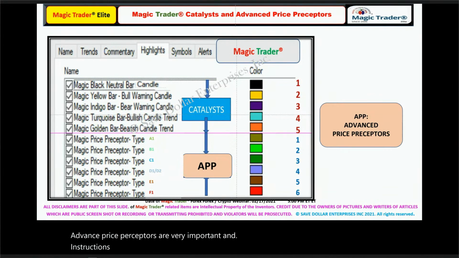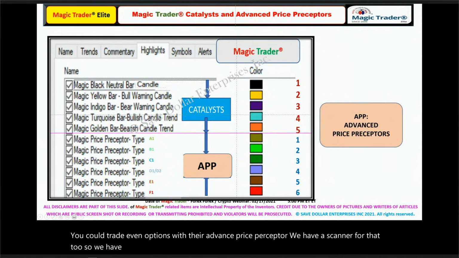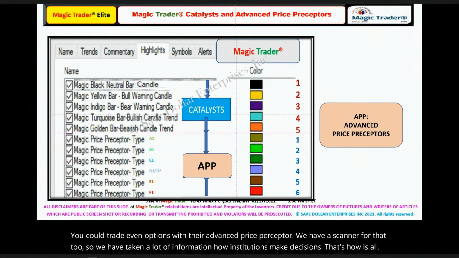I figured all this out from my experience, and you could trade even options with the Advanced Price Perceptor. We have a scanner for that too. So we have taken a lot of information on how institutions make decisions. That's how it's all designed into the software.